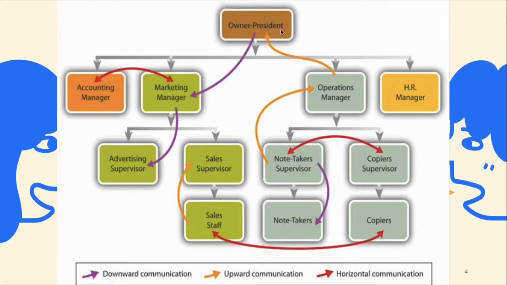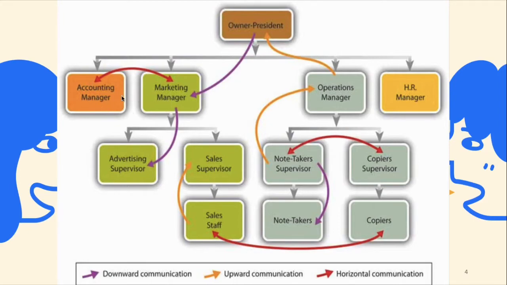So the owner or the president, siya yung nasa pinakataas. So any information that comes from the owner or the president, papunta sa kanyang subordinates, those are called downward communication. So owner or president, communication towards the marketing manager, that's downward. Then marketing manager towards the advertising supervisor, that is still downward.